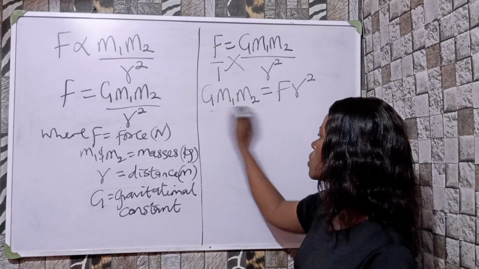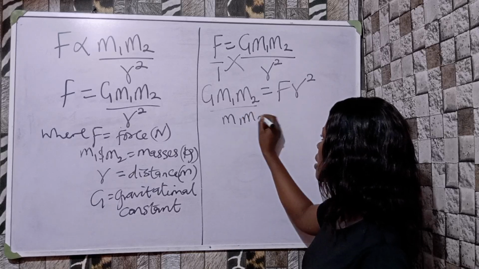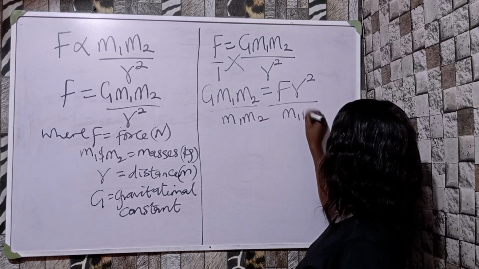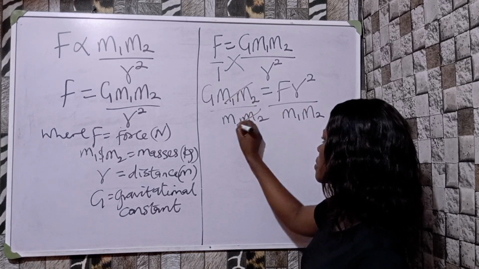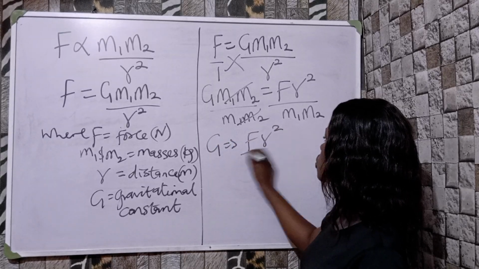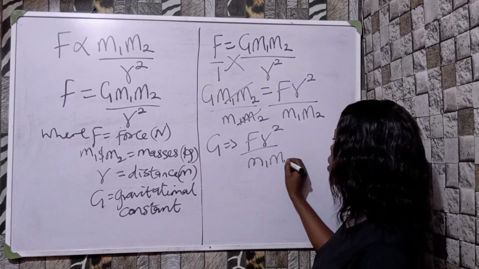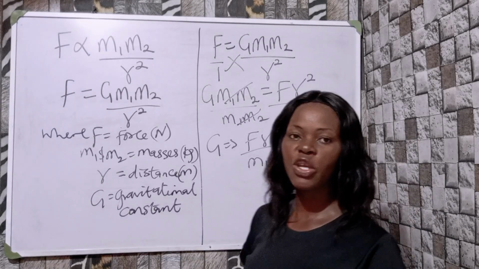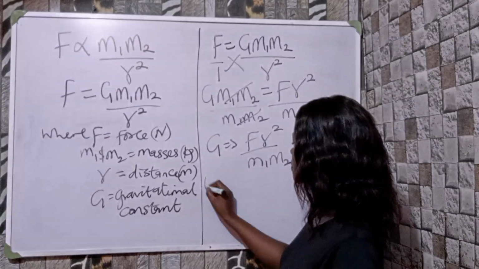Okay, so I'm going to divide both sides by m1 m2. So I have m1 m2, m1 m2. So G is equal to F r square over m1 m2. So let us get the unit of G.